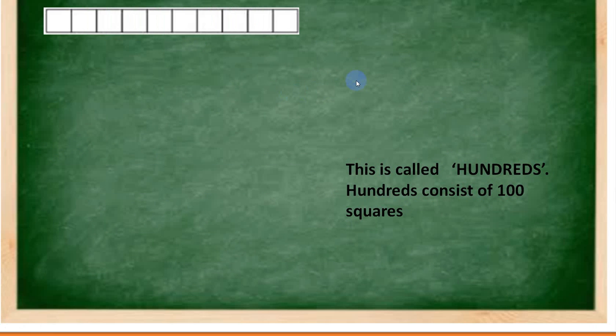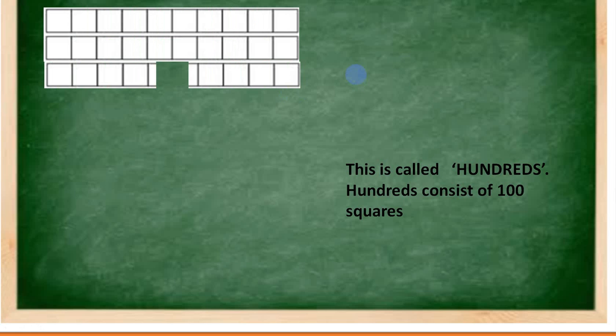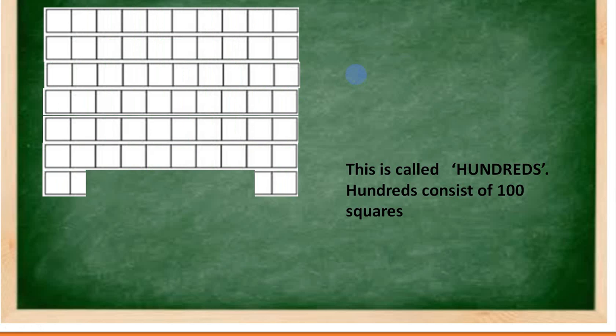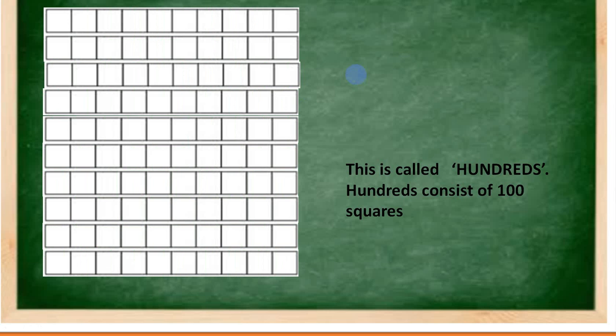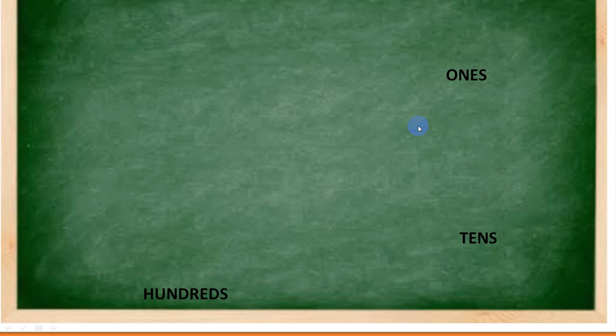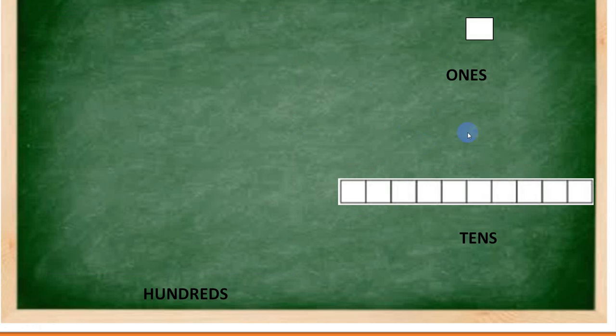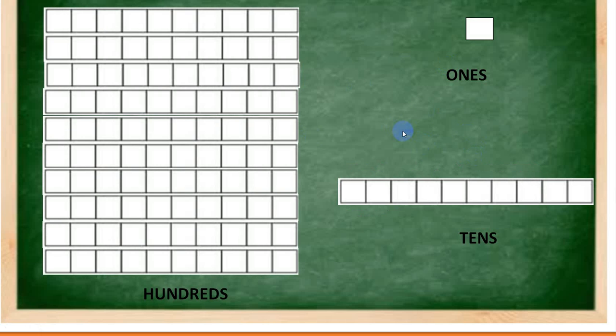I have 10 tens. Okay, 1, 2, 3, 4, 5, 6, 7, 8, 9, 10. And I stick them together into a big giant square. It consists of 10 plus 10 plus 10 plus 7 plus 10, which makes 100 squares. Okay, so this is called hundreds. Hundreds consists of 100 squares. Don't forget, ones, tens, hundreds.